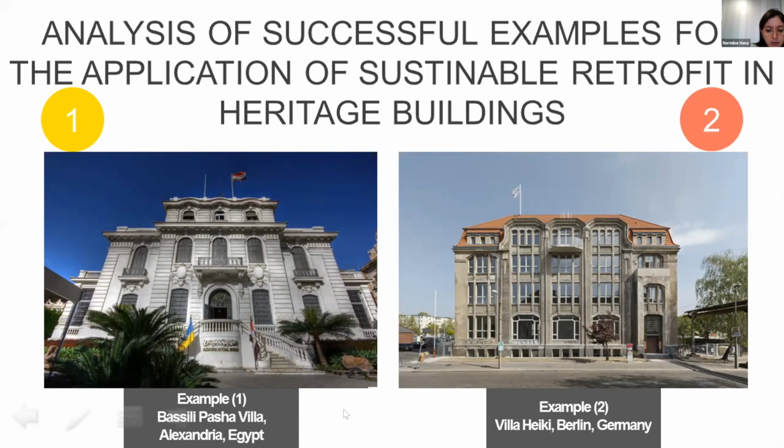The selected example from Alexandria is Basili Basha, which has encountered a retrofit and a reuse as the National Museum of Alexandria. It's a successful example that shows the wide potentials of retrofit, which can provide for the conservation of the built heritage. The second example is selected from a European context in order to provide a different perspective for the retrofit. It's Villa Heike in Berlin, Germany, which dates back to the same period as Basili Basha Villa.